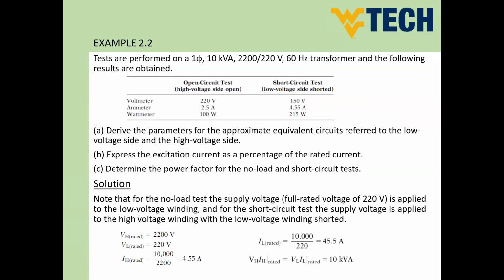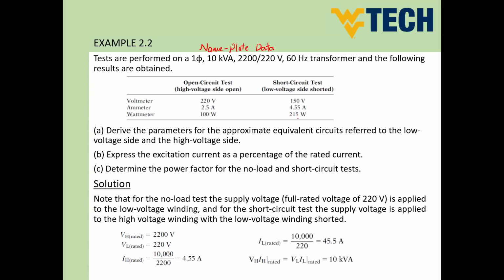So in this example here, guys, we have these parameters. So tests are performed on a single phase 10 kVA, 2200/220 volt, 60 hertz transformer. All of these data, guys, we refer to as the rated values. So these are the rated values, and these are obtained from the nameplate data.